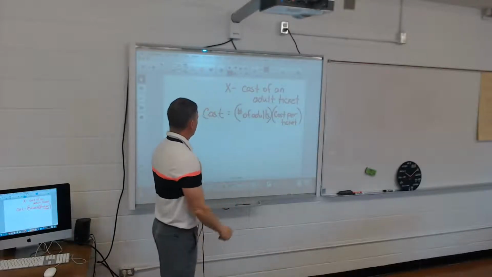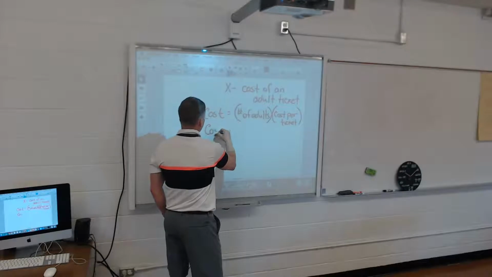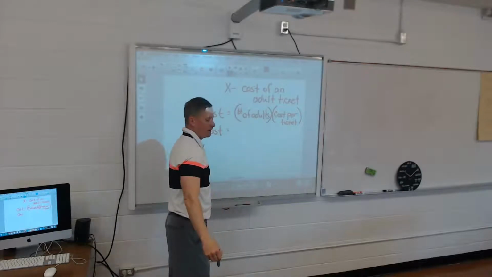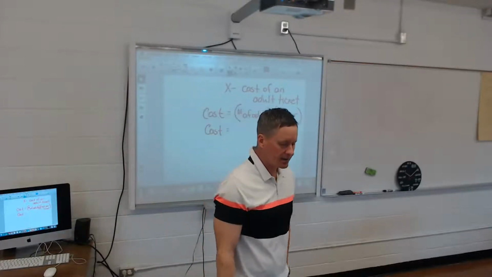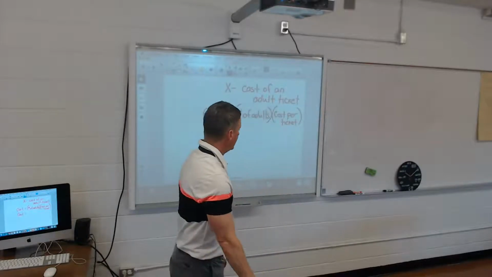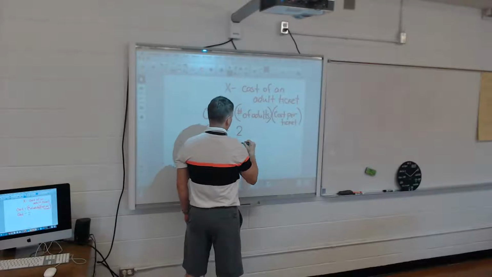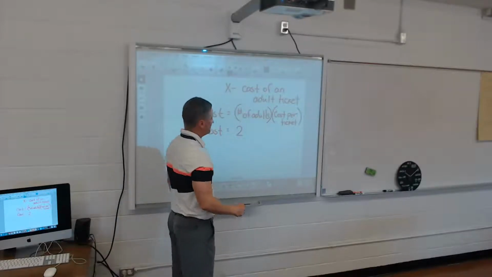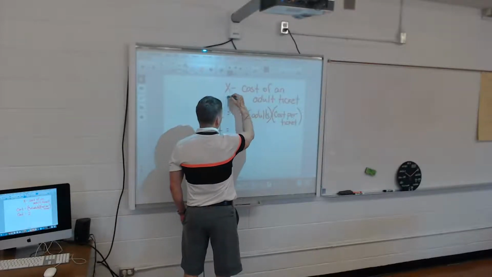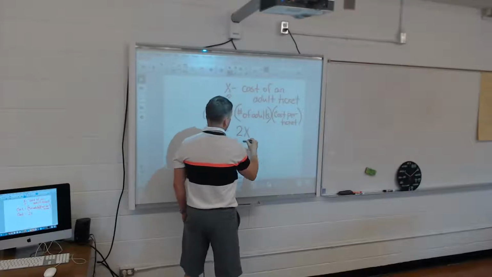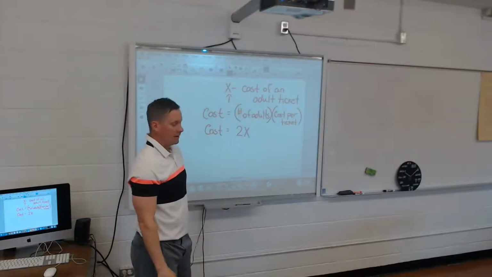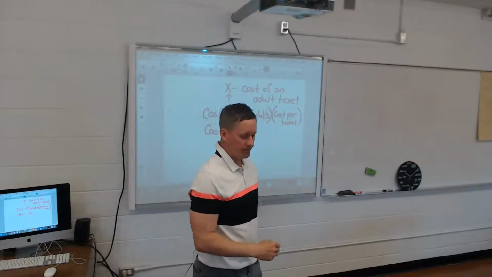Okay? So to get my cost, it says that I have 2 adults, so the number of adults is 2. The cost per ticket, we don't really know, but we said it was X. So I put 2X down.